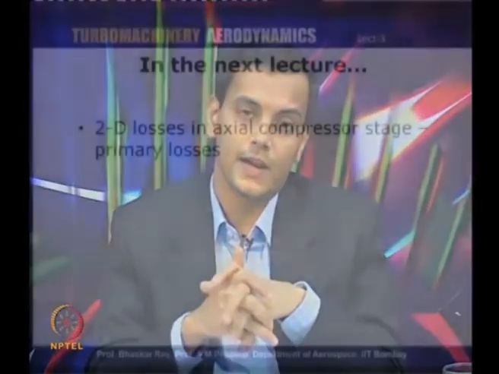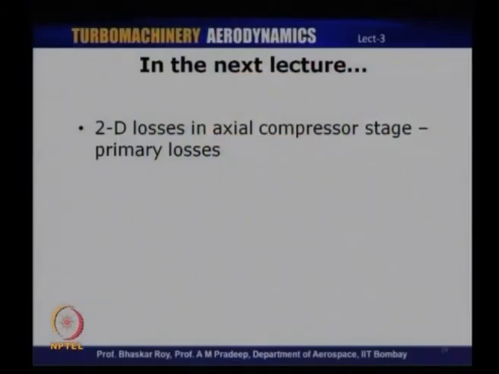We then spent a few minutes discussing cascades, what is meant by a cascade and what its significance is, and subsequently what is meant by a cascade tunnel, how we can carry out testing of two-dimensional blades in a cascade, and what kind of measurements one can take in a cascade. We also had a quick discussion on the nomenclature used in a cascade, the different geometric parameters like the chord, the spacing, the camber, the stagger, and the incidence and deflection angles.